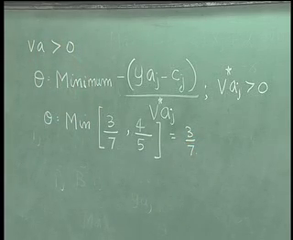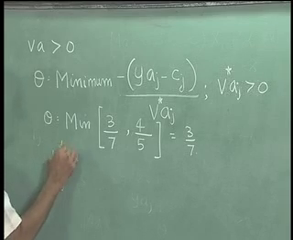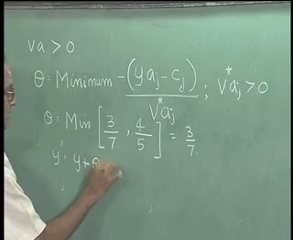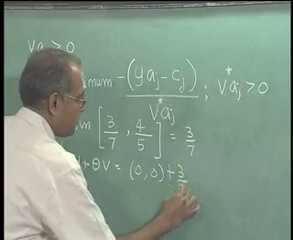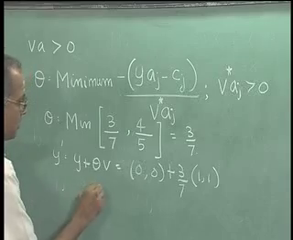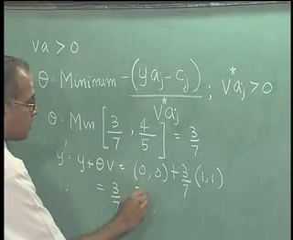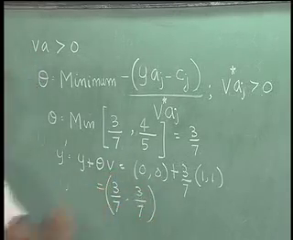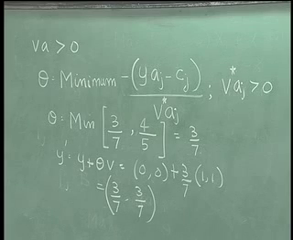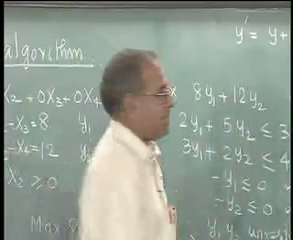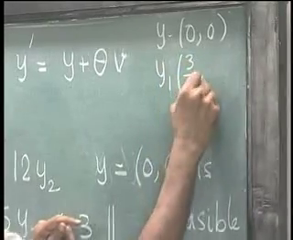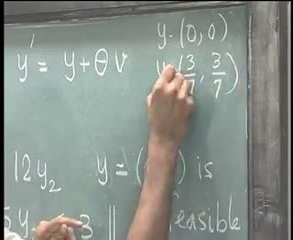Now, when theta is equal to 3 by 7, y dash is equal to y plus theta v, which will be 0 0 plus 3 by 7 into 1 comma 1, which is 3 by 7 comma 3 by 7. So, now we have the new solution y1. So, we are going to say y is equal to 0 0 is what we started, y1 is y plus theta v, which is 3 by 7 comma 3 by 7.